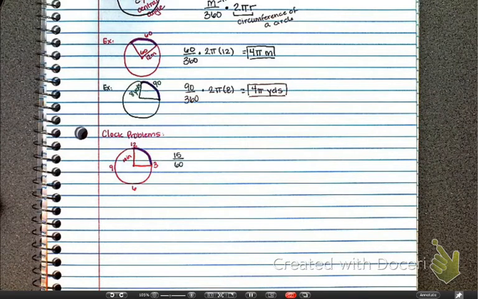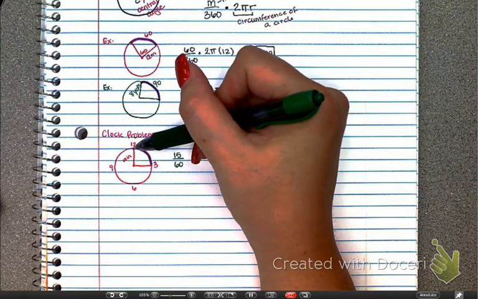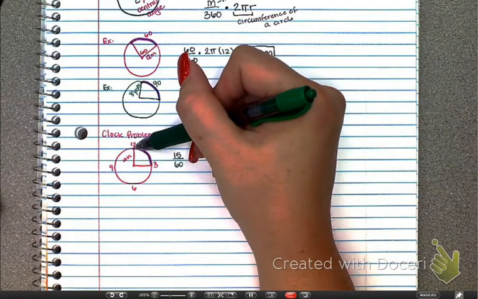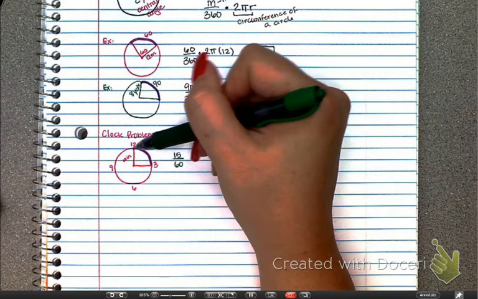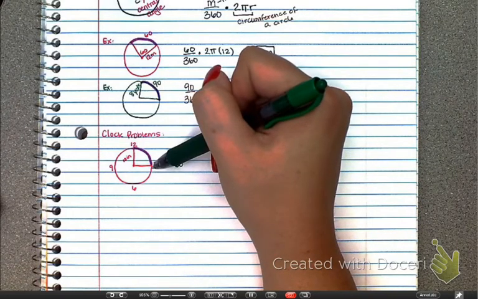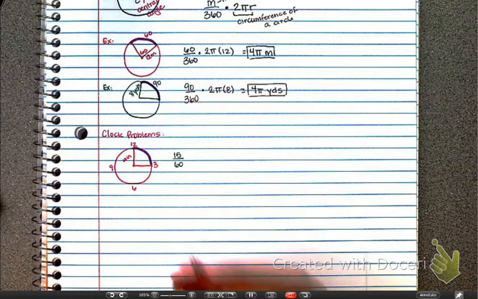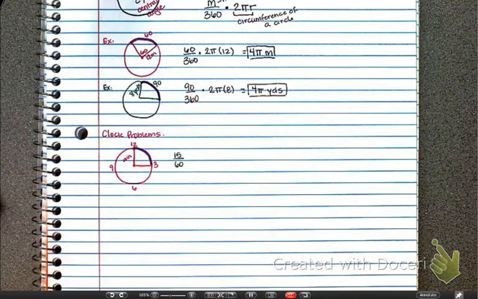Where did we get the 15 minutes from? Because I want to know the arc length from 12 to 3. And from 12 to 3, there's 15 minutes. Right? From when it's 12 o'clock to 12:15, it's 15 minutes. 12 to 12:15 is how many minutes? It's 15 minutes. So 15 minutes and an entire hour is 60 minutes.